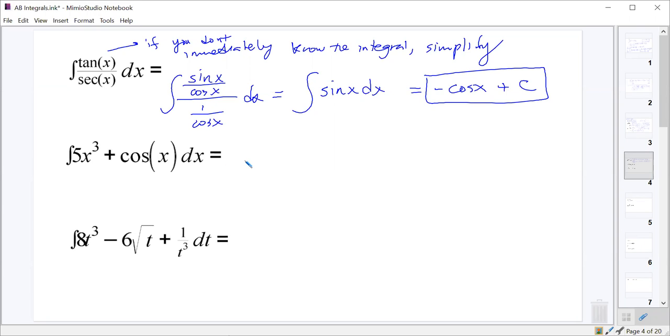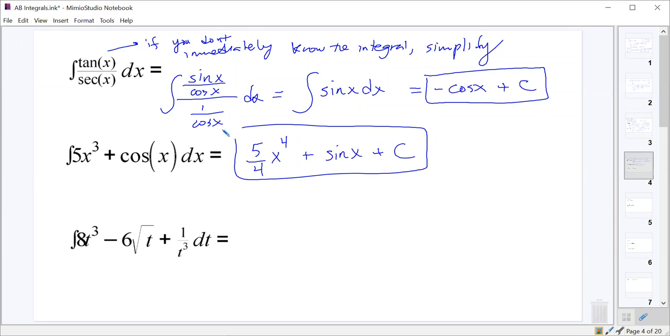What should 5x cubed become? Five over 4 x to the 4th. 5/4 x to the 4th. And then what about cosine of x? If we integrate that, that means we're looking for a function that when we take its derivative gives us cosine. That should be sine x plus our constant. Everyone still good?